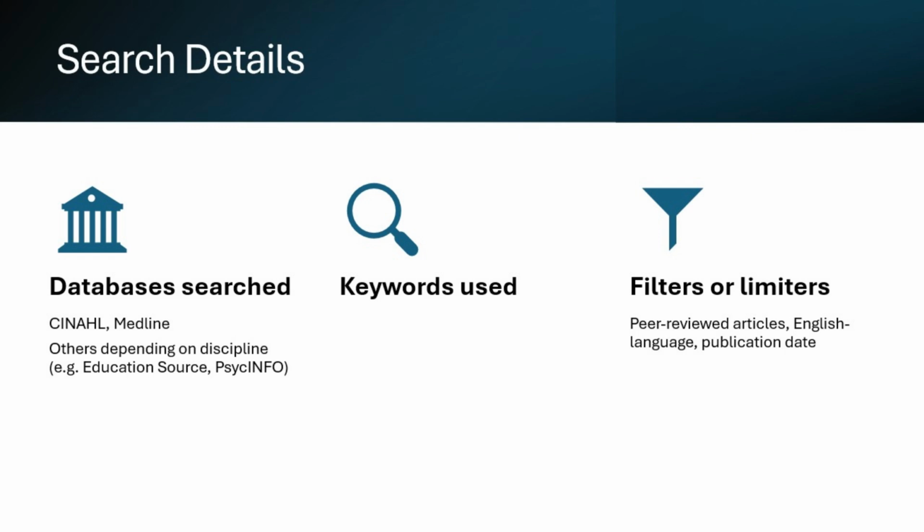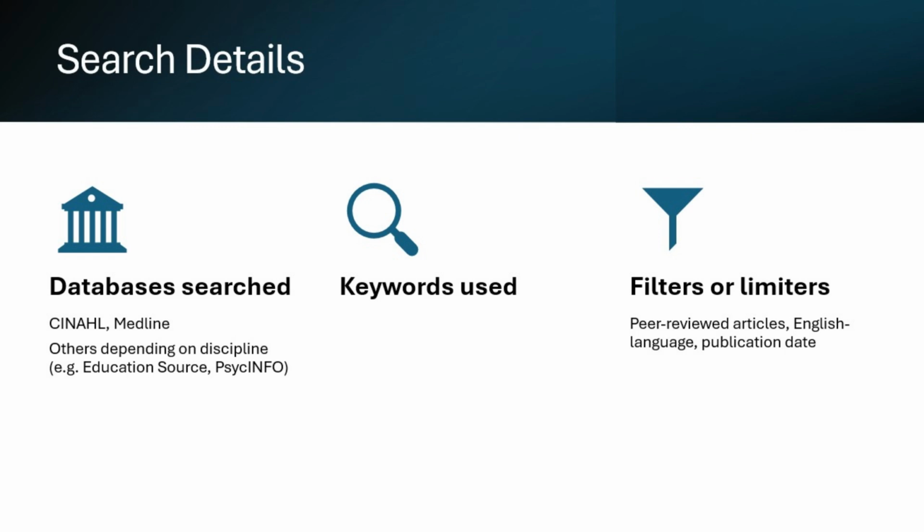Your search should include at least two databases, CINAHL and Medline. CINAHL is our most comprehensive nursing database and should be included in every nursing literature review. Medline is the library version of PubMed, and it can be searched simultaneously with CINAHL. Depending on your topic, you may want to include another subject-specific database, such as Education Source for education-related topics, and APA PsycInfo for mental health topics.